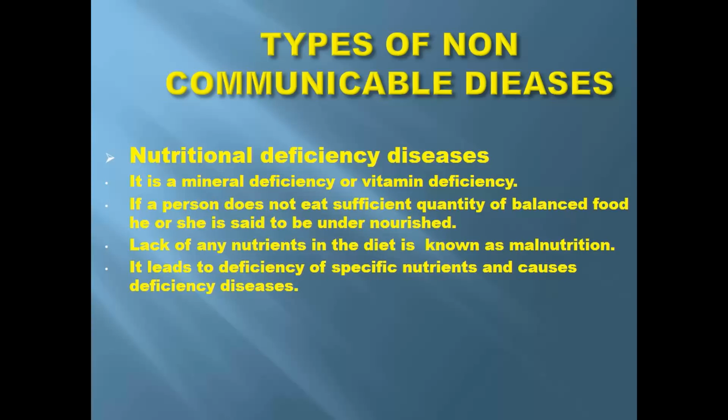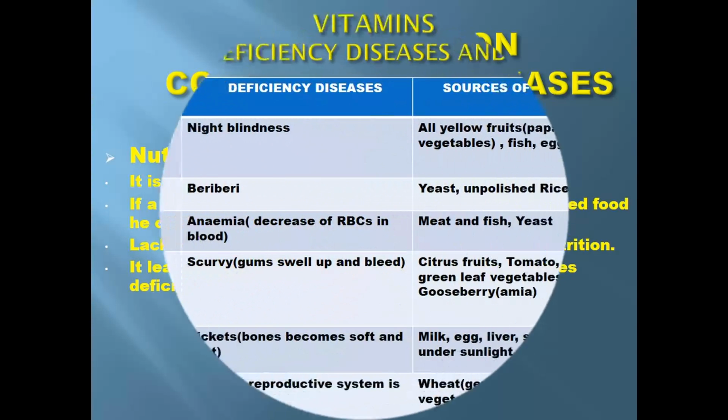Nutritional deficiency diseases. It is a mineral deficiency or vitamin deficiency disease. If a person does not eat sufficient quantity of balanced food, he or she is said to be undernourished. Lack of any nutrients in the diet is known as malnutrition. It leads to deficiency of specific nutrients and causes deficiency disease.